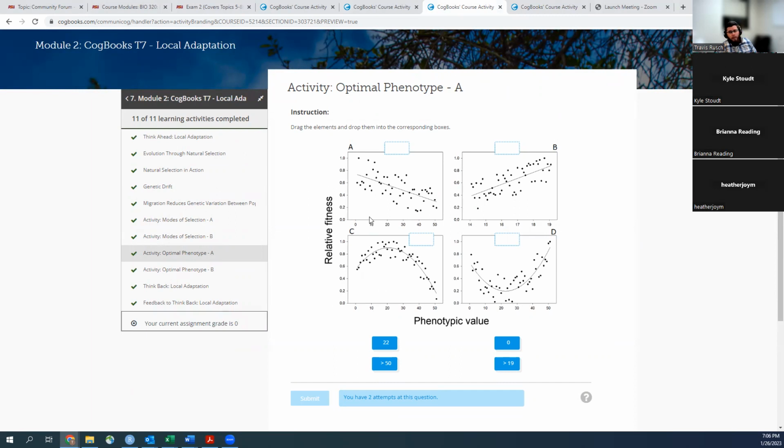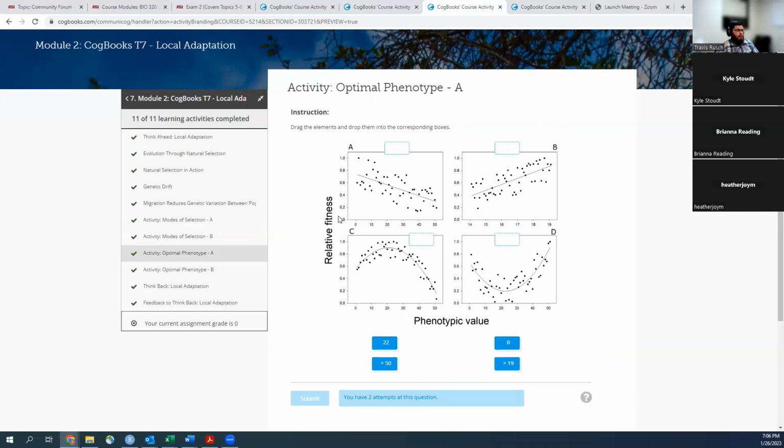What we're looking at here is a little bit different. What we have on the x-axis is our phenotypic value, and the numbers are arbitrary, right? They range from 0 to something positive, 0 to 50 in this case. I guess not necessarily 0, just 14 to 19. We don't have to worry about what those numbers exactly mean, just where they're located on the x-axis.